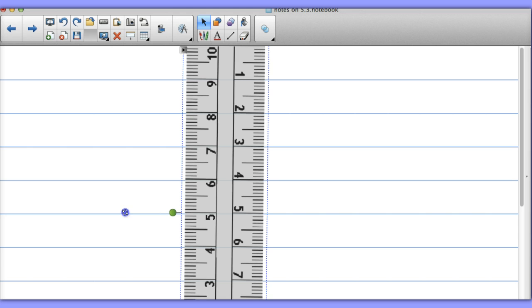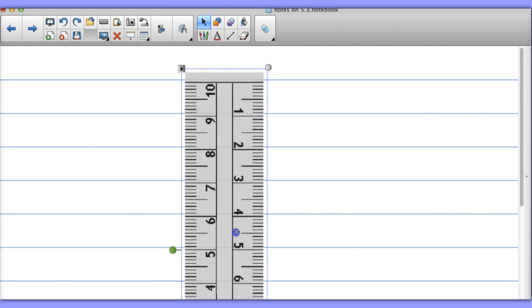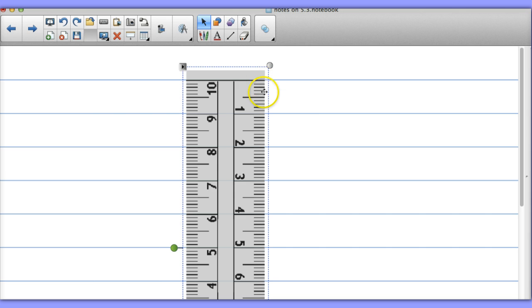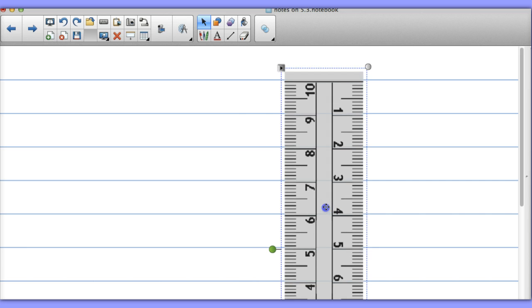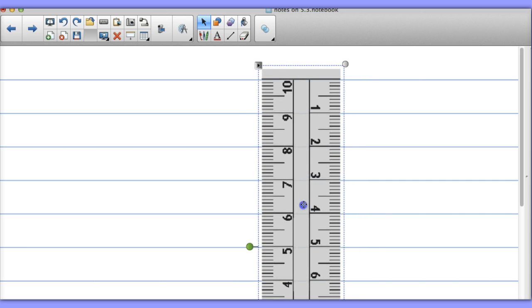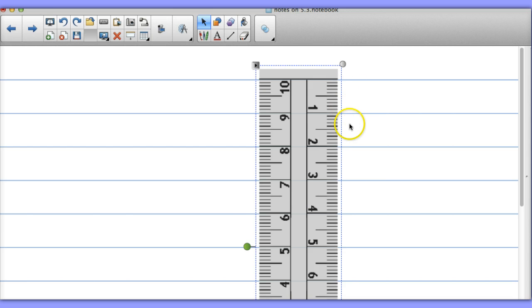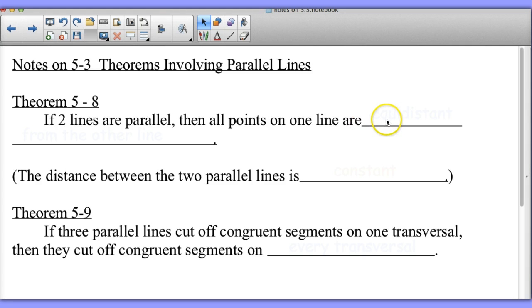This is a metric ruler, so from here to here we have about 1 centimeter, and it looks like no matter where I position my ruler, the distance between these two parallel lines is always the same. So if two lines are parallel, then all points on one line are equidistant from the other line. In other words, the distance between the two parallel lines is always the same thing, or a constant.